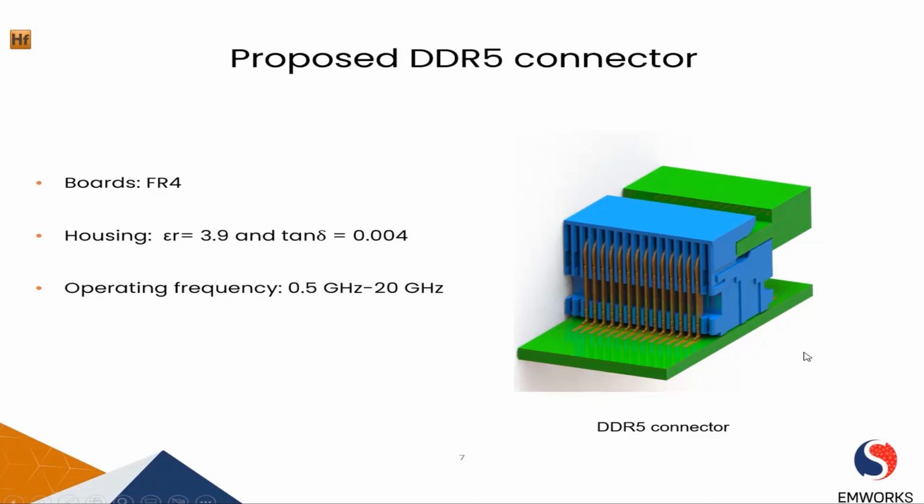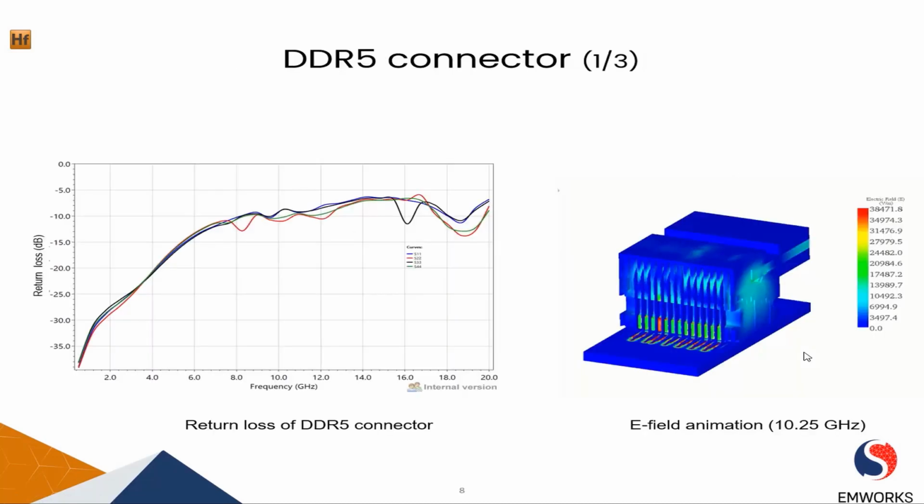Alright, so let's look at some of the simulation results. First, let's start with the return loss. On the right, we can see the electric field animation at a frequency of 10.25 GHz. You can clearly see power flow through the structure. Looking at the graph on the left, we can see there is a good return loss for the connector from 0.5 to almost 11 gigahertz. In this frequency range, the return loss is less than minus 10 dB.